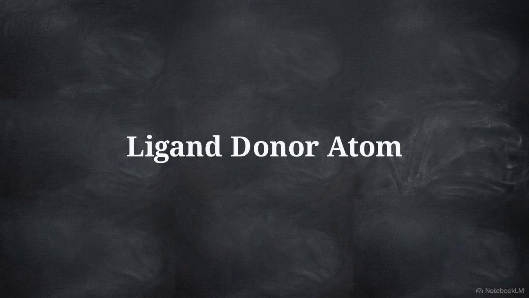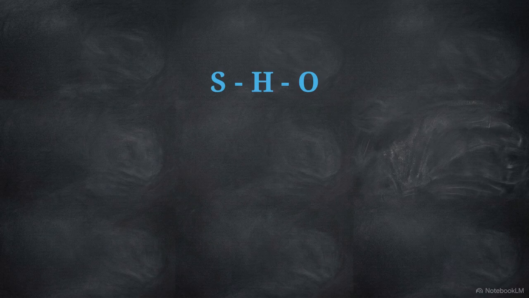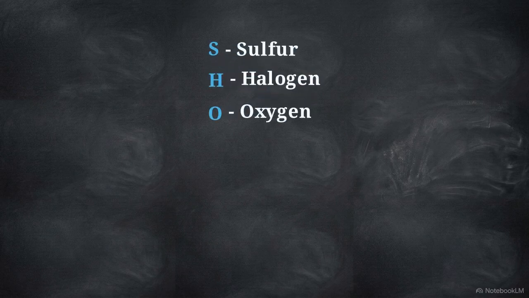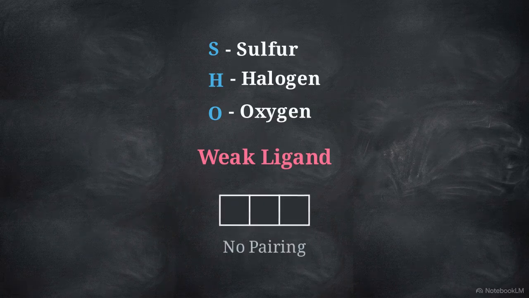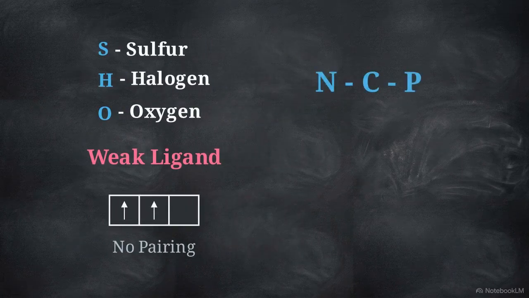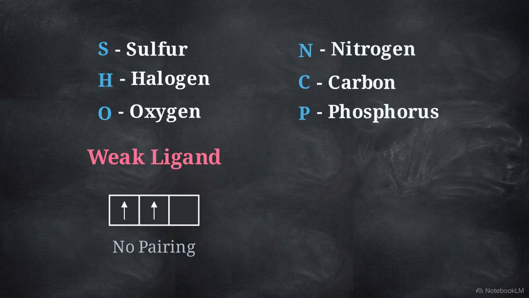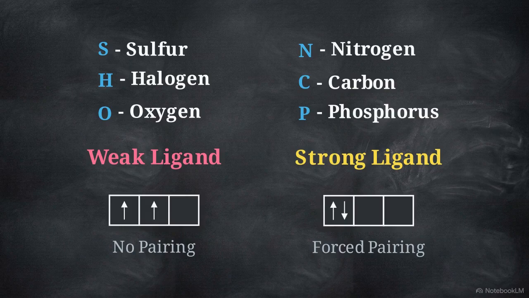Start by identifying the donor atom on your ligand. If it's sulfur, a halogen, or oxygen, remember the acronym SHO. These function as weak ligands, meaning they won't force the central metal's electrons to pair up. In contrast, if your donor atom is nitrogen, carbon, or phosphorus, NCP, it's a strong ligand. These supply enough energy to force those electrons to pair together.